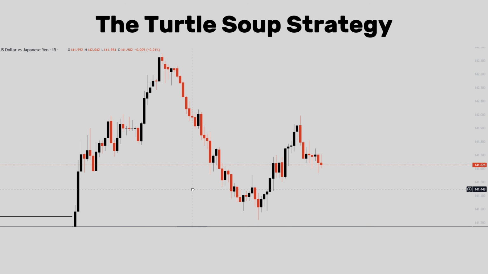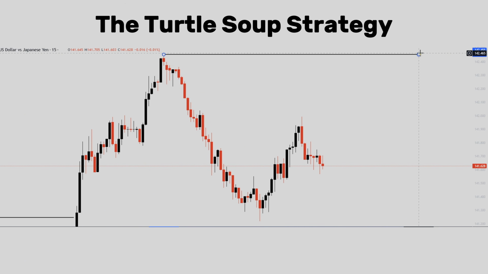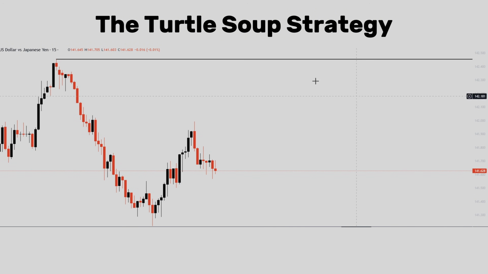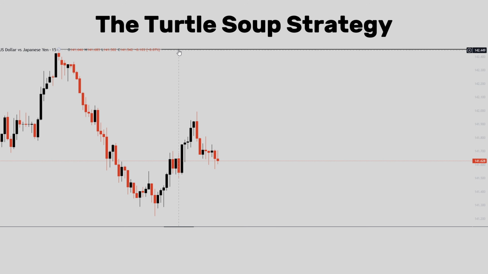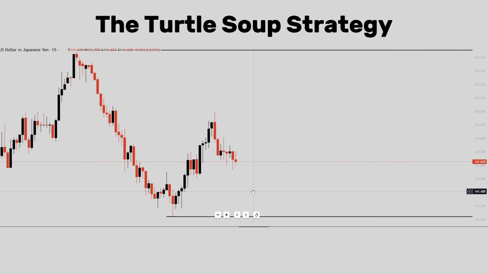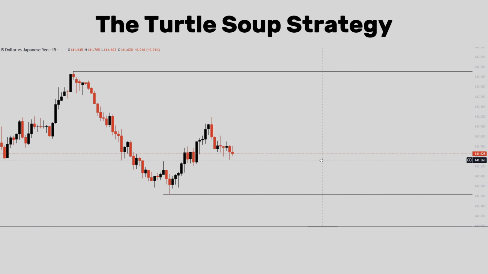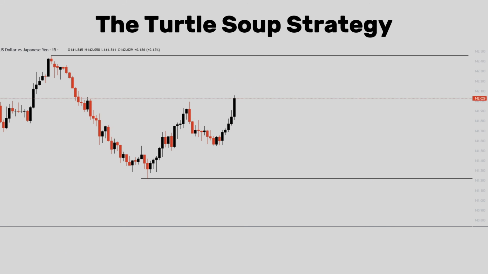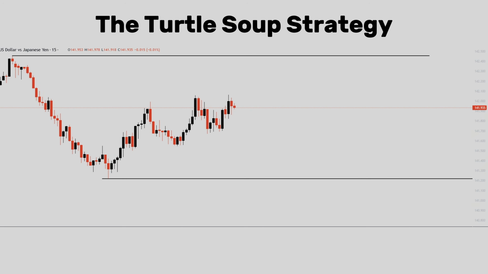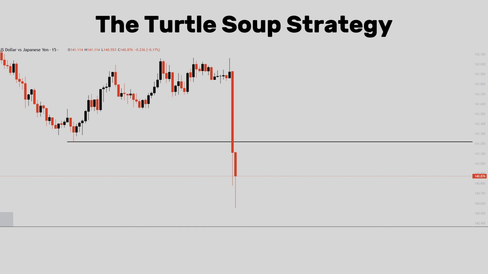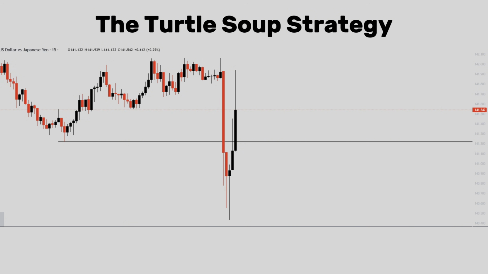Applying the turtle soup model, we identify the high and the low and we wait for one side to break. Since we are in an uptrend, applying the continuation turtle soup model, the price should break down just to break up afterwards. If it doesn't, we don't take the trade because it means that we would trade against the trend.